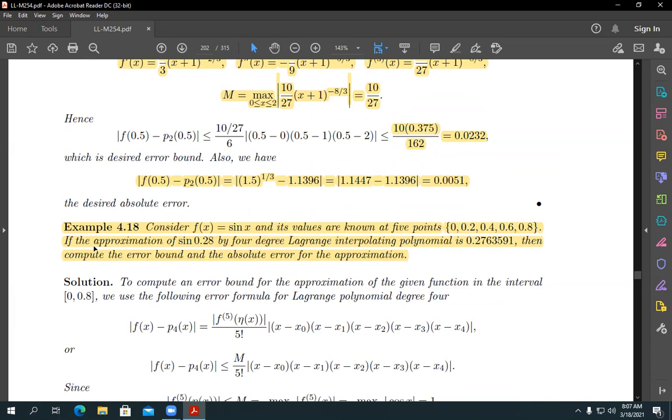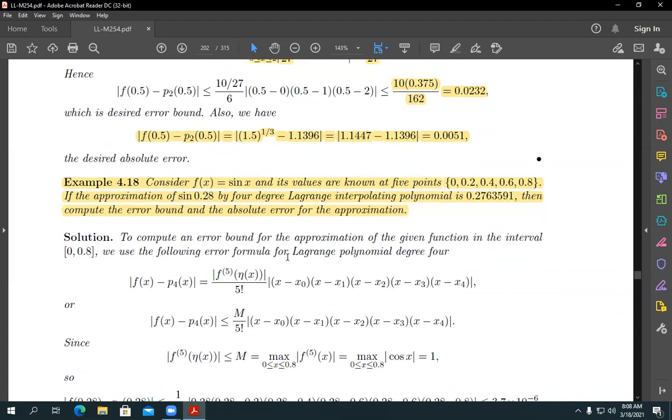The question is: given the approximation of sine 0.28 by the degree 4 Lagrange polynomial is this one, you don't have to find the approximation of this function at 0.28 with the help of a degree 4 polynomial. It would be very lengthy, but it is already given by the teacher. What does the teacher want from you? He said to compute the error bound and the absolute error.